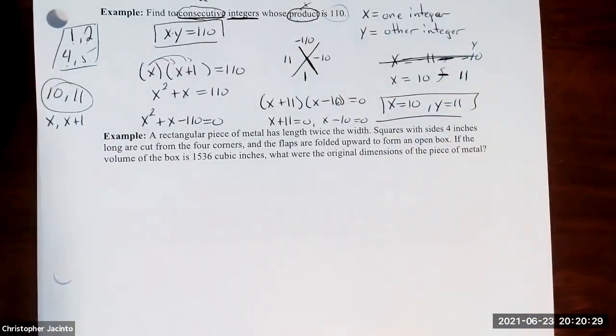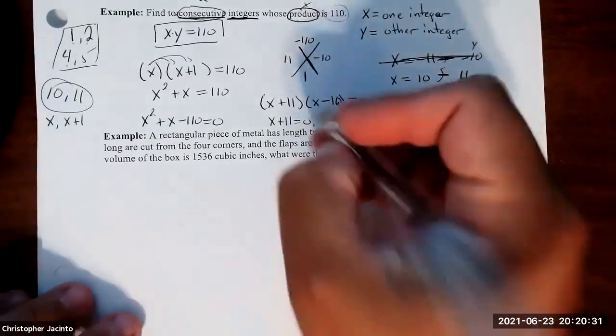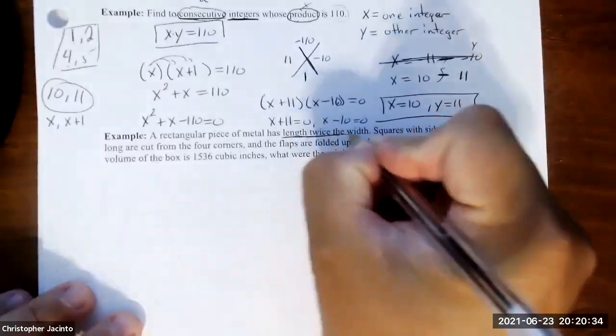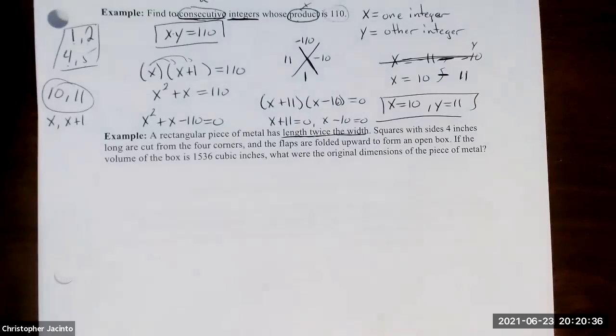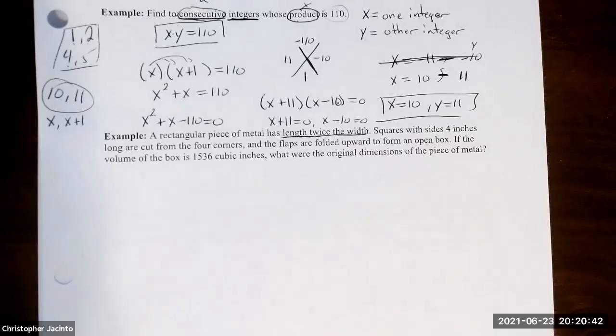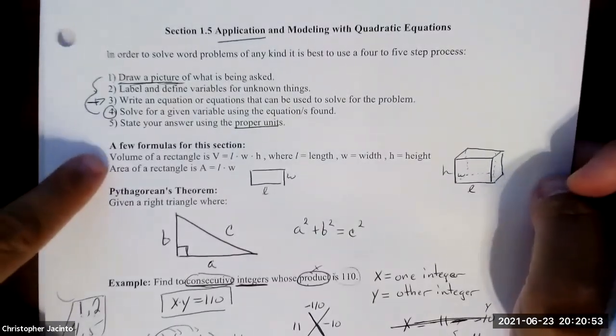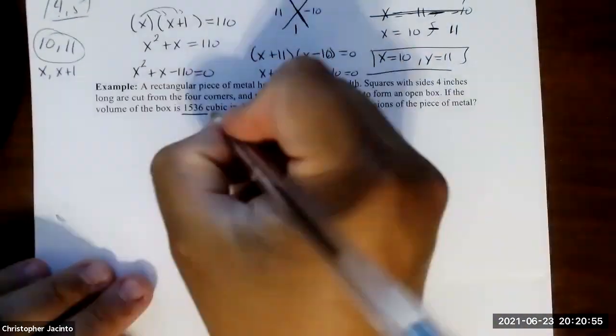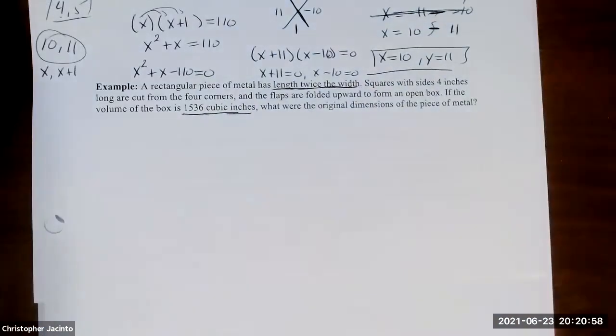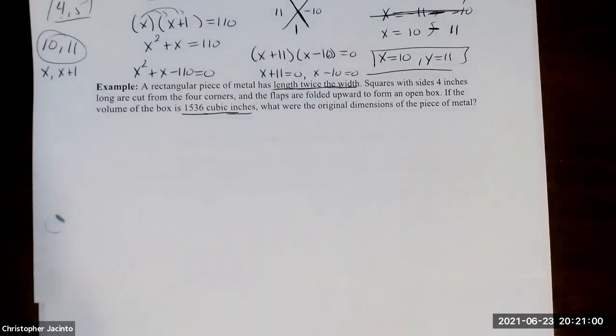So a rectangular piece of metal has length twice the width. All right, so that's going to be probably important there. Twice the width. Squares with sides 4 inches long are cut from the 4 corners, and the flaps are folded upwards to form an open box. If the volume of the box is, all right, so they gave us the volume, which means we're probably going to be using this volume equation right here, cubic inches.